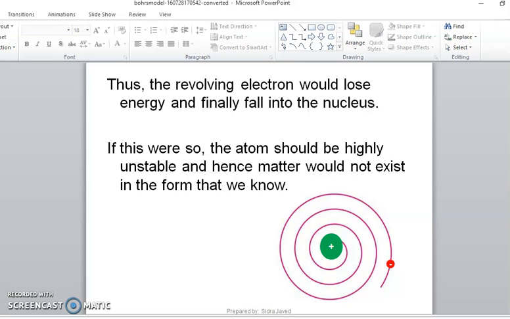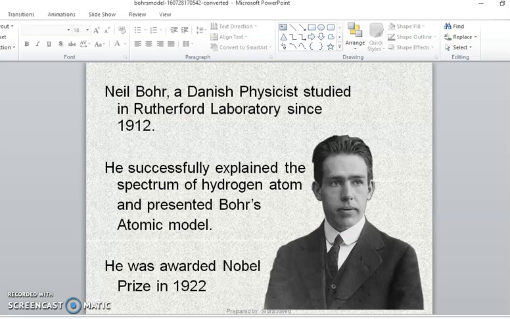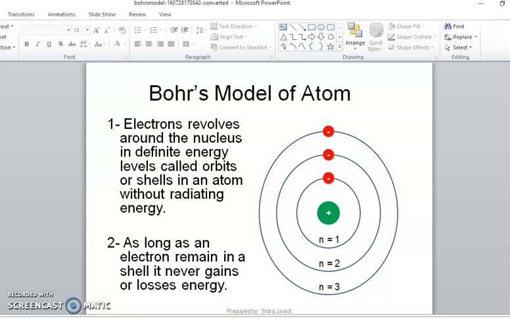So there's a man called Niels Bohr. Niels Bohr, a Danish physicist, studied in Rutherford's laboratory since 1912, and he successfully explained the spectrum of hydrogen atom and presented Bohr's atomic model. And he could moreover explain the stability of the atom also. We'll come back to the spectrum of hydrogen atom later as the discussion progresses. For the time being, we'll discuss the major postulates of Bohr's model of hydrogen atom.